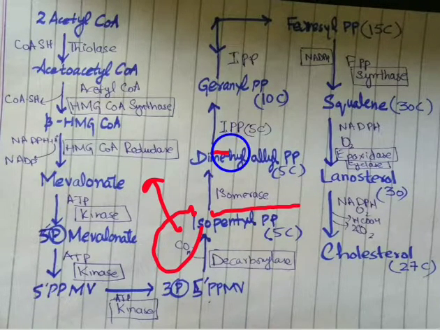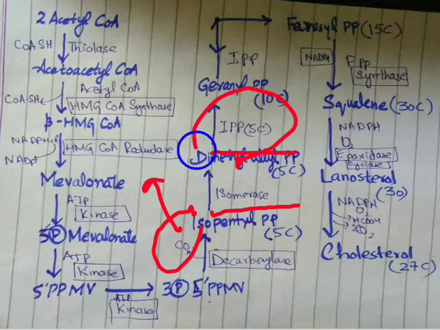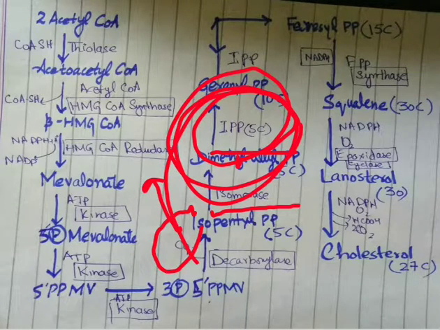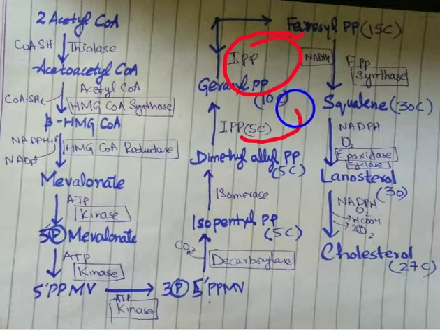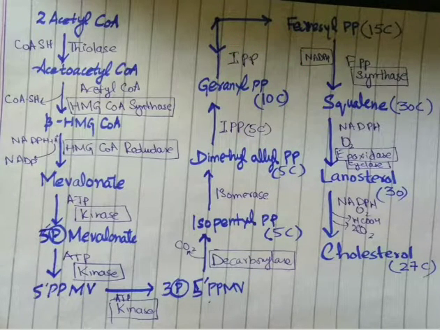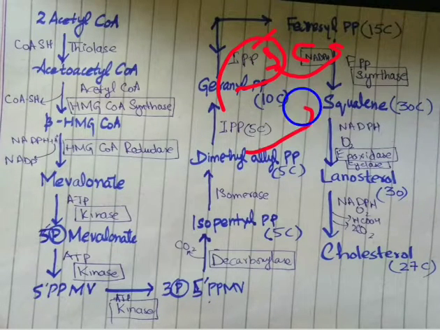Then IPP, a 5 carbon compound, that means you know the name of this compound, isopentenyl pyrophosphate. Since this is a pentenyl compound, it is a 5 carbon compound. Then it transfers its phosphate group, and the 5 carbon compound is converted into a 10 carbon compound. Then with the help of IPP, IPP is utilized again, and a 15 carbon compound is formed, because IPP is a 5 carbon compound, as we have seen here.